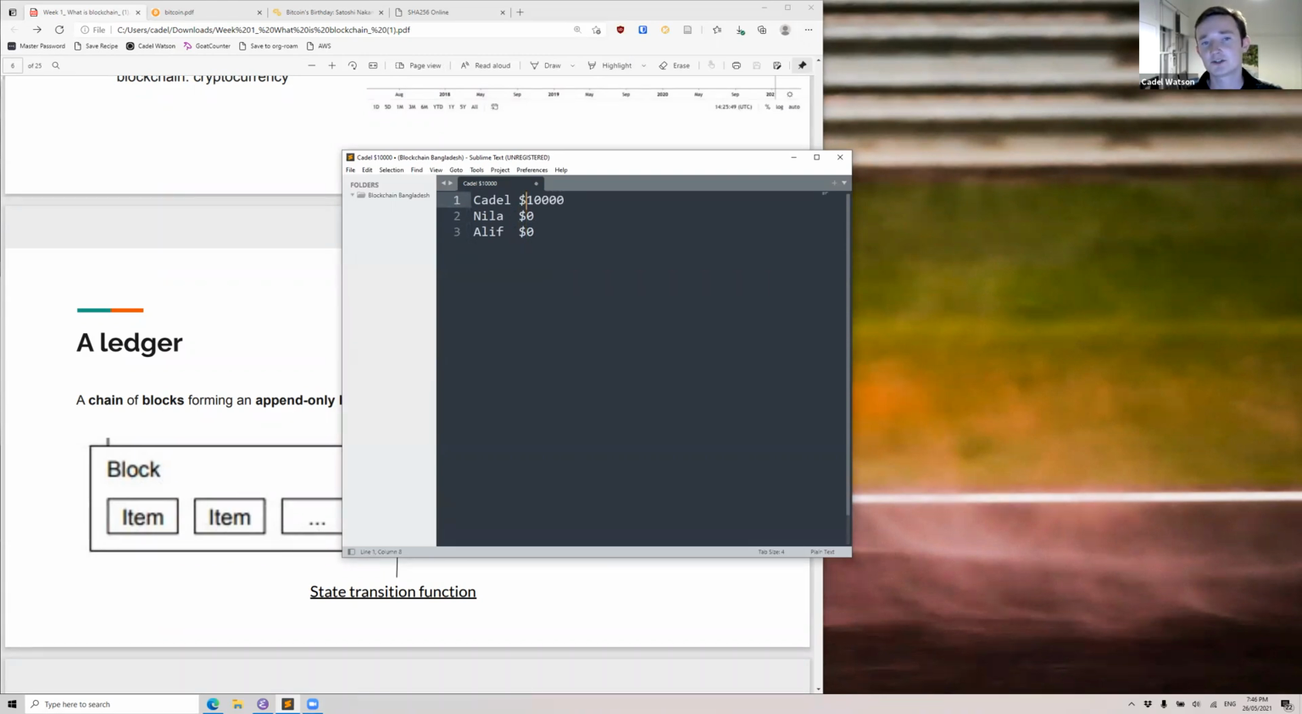If I was to then transfer $100 to Neela, we would, in a database transaction, change these values so that it looked like this. Right? That's all pretty straightforward. Over time, we would keep updating our database, changing the balances. People could log in and view their balances. And this is pretty much how a bank works. Your money is just in a database like this.